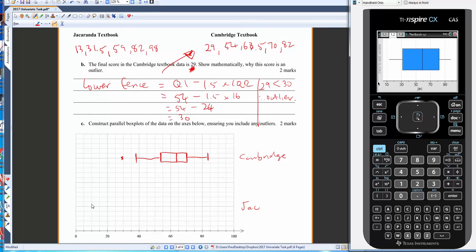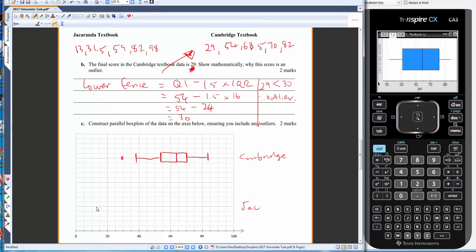Okay, so there's 10, 15, so there would be 13 around there. 31.5 is just a little bit more than 30. Then 59 is almost 60, so almost on that line there. 82, there's 85, so 82 is a little bit less than halfway there, and then 98, so around about there. Alright, so again you'd do this with a ruler.